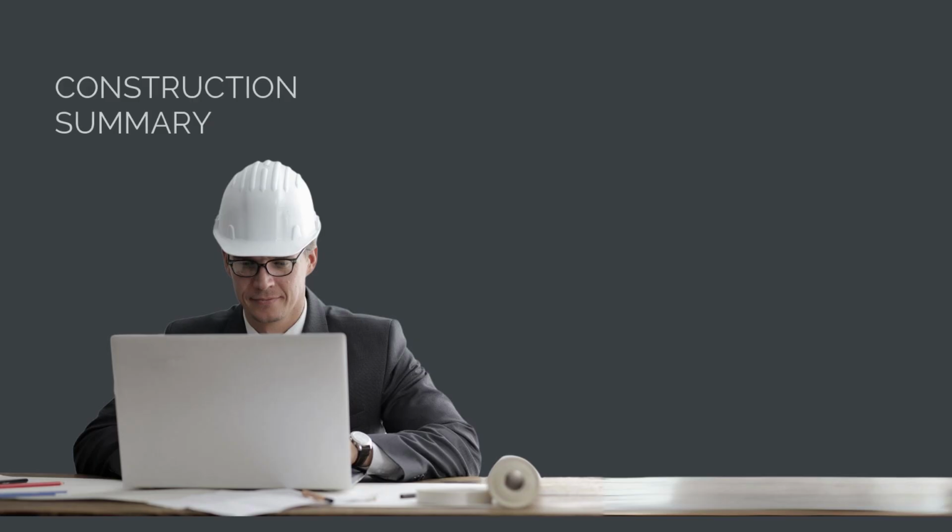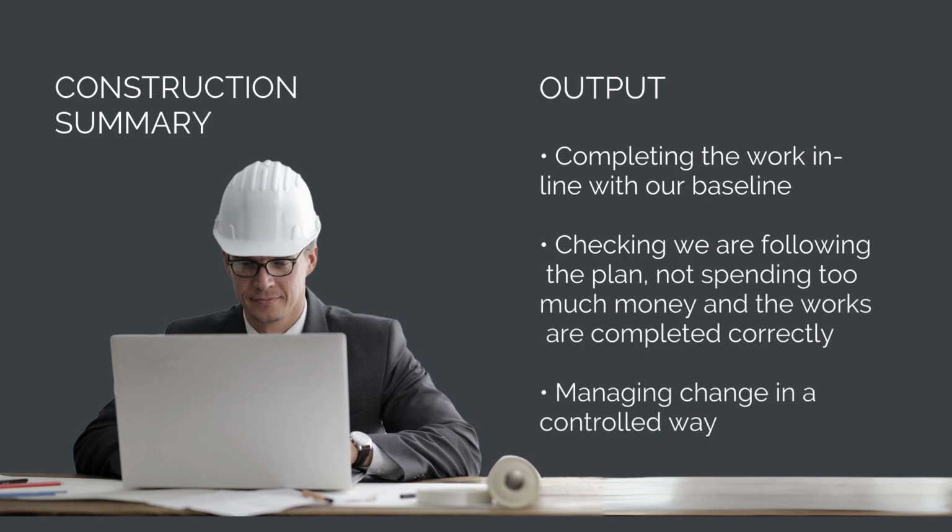Okay, so what's the output of the construction stage? Well, we've completed the works in line with our baseline. We've checked that we've followed the plan, that we haven't spent too much money, and the works are being completed correctly, and we've verified our quality, and that we've also managed change in a controlled way. And when new works come up, we've been requested to do variations, we've received our entitlements.